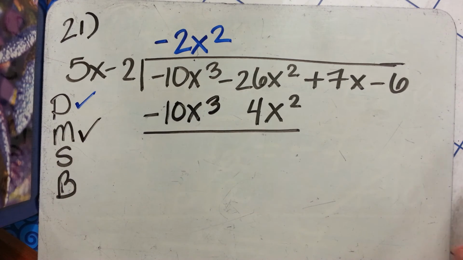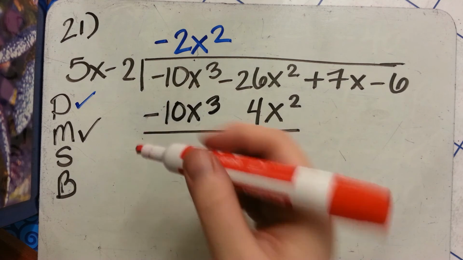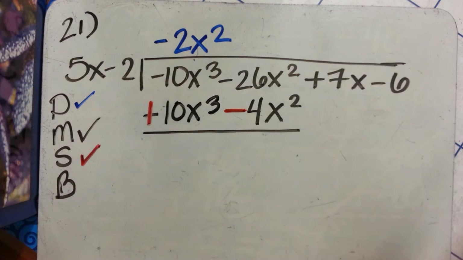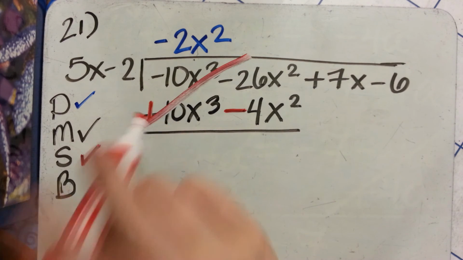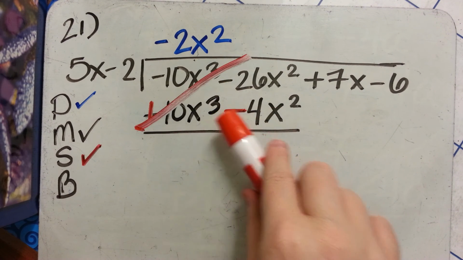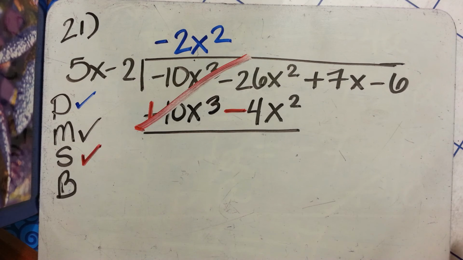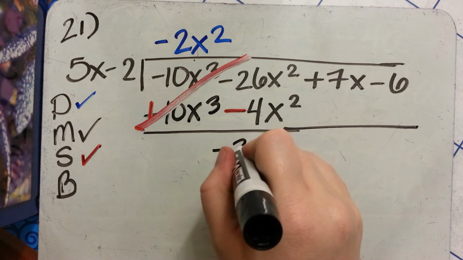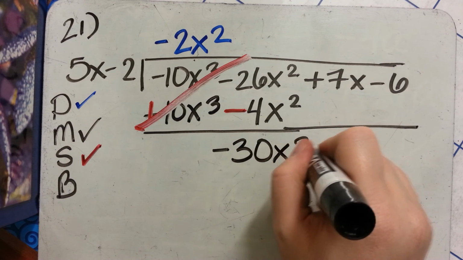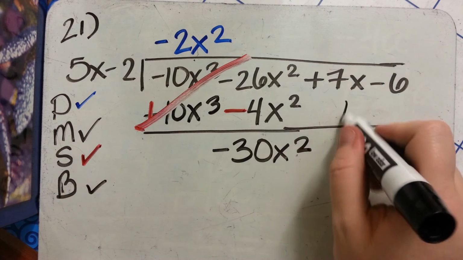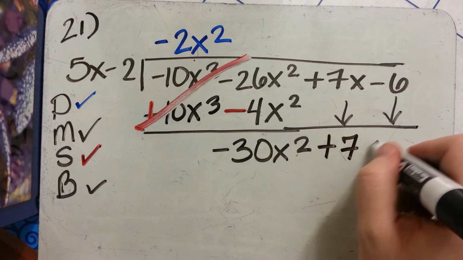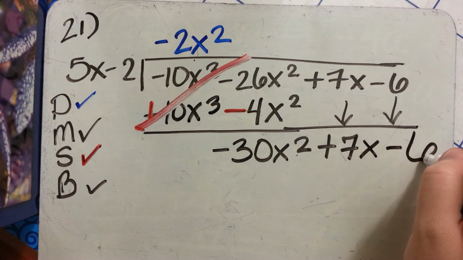So we multiplied. Now let's subtract. When I subtract, we're going to go through and change our signs. And what are we going to get? Well, we know these two are going to add up to 0. Don't say cancel. All right, add up to 0. And these guys are going to add up to negative 30x squared. And last but not least, we're going to bring down our remaining terms, which is 7x minus 6.